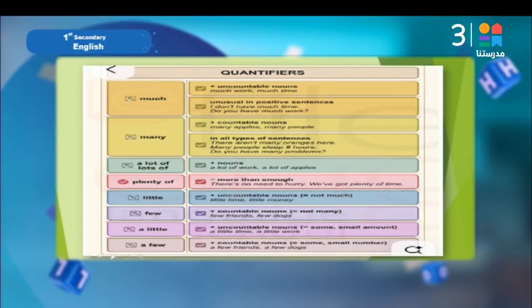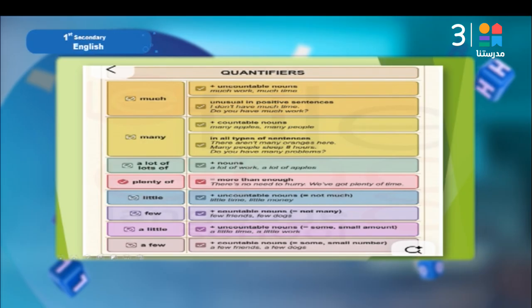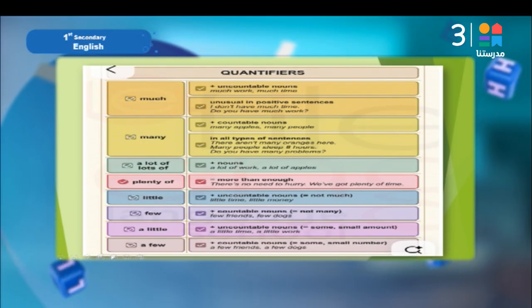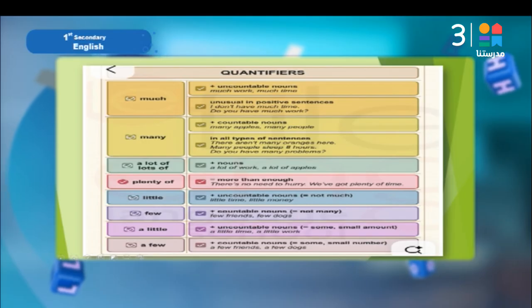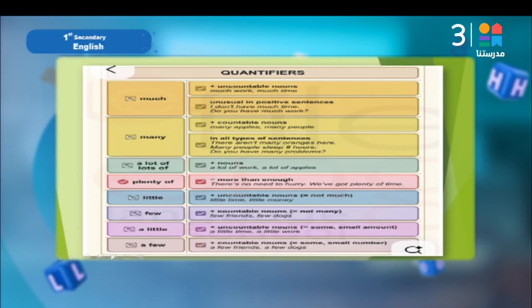Let's have another slide and see what we're gonna speak this time. This time we're gonna speak about quantifiers. There are many quantifiers that we can use with the countable and uncountable nouns. Let's have a close look at the screen and see what are the quantifiers that we are having in this unit.